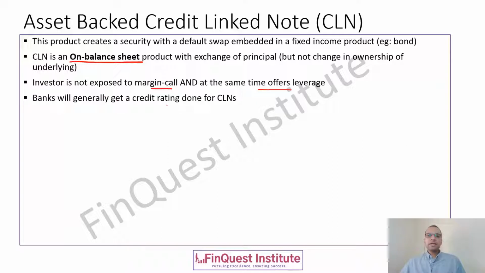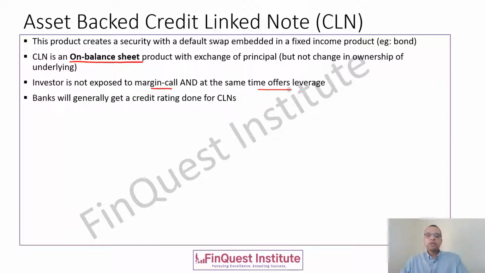Now, banks will generally get a credit rating done for a CLN. This is because whenever such a product is structured by the bank, in order to make it appealing to the investor, they would want to have a certain rating on these products. So that is precisely the reason why most banks will try to do ratings for many products. This is also what we call external enhancements, which a bank or an issuer would do in order to make that product more appealing to the market.